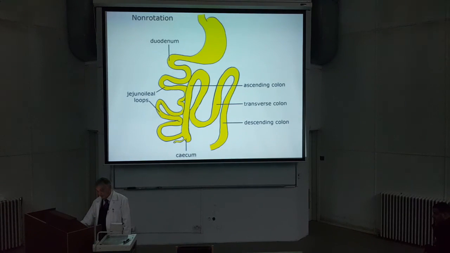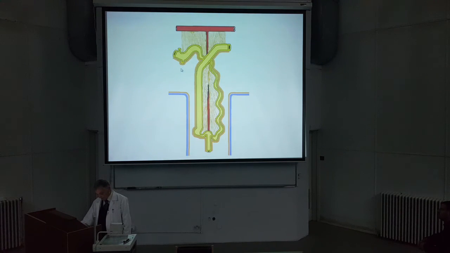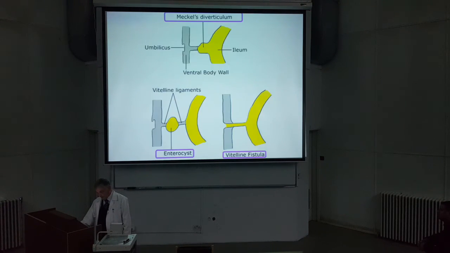If rotation doesn't happen, we have non-rotation. All the small intestine is proximal and all large intestine is distal. This is reversed rotation. Instead of the large intestine being in front of small intestine, here it is posterior. The large intestine must come anterior.